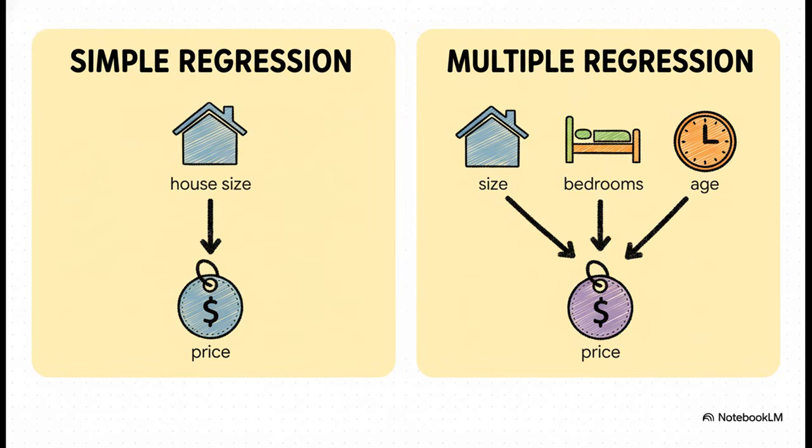So far, we've only used one piece of information, the house size, to predict the price. That's called simple linear regression. But what if you have more clues? What if you also know the number of bedrooms or how old the house is? Well, you can use all of them. And when you do, that's called multiple linear regression. It's just a way to make our predictions even smarter and more accurate.